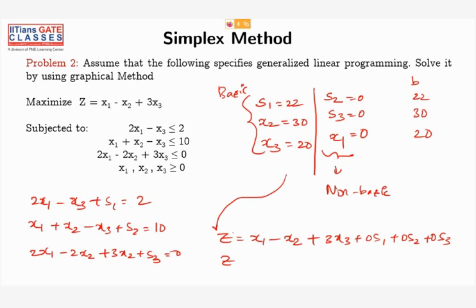The solution is, after substituting, x1 is 0, minus x2 is 30, plus x3 is 20, plus 0 into s1 is 22, 0 into 0 plus 0 into 0. Z is equal to how much? Minus 30 plus 60, that is 30. Answer is 30. Yes, Vikram, wrong substitution. Please substitute it properly.